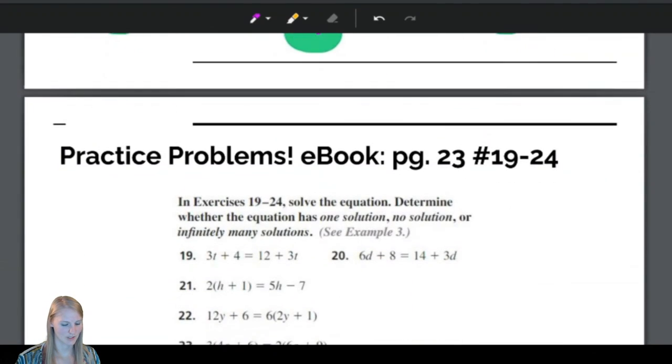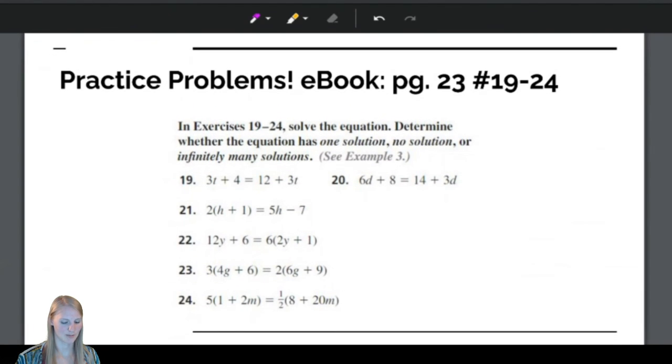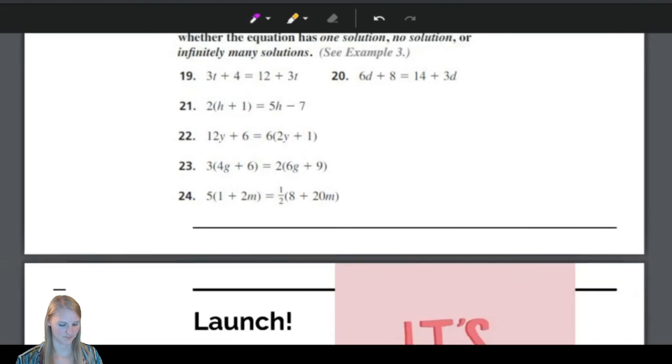Okay, practice problems. So again, these might not be the ones that your teacher assigns, but you can use these to practice if you want to practice getting better at solving equations, solving linear equations with special solutions. Here are some problems that can help you practice.